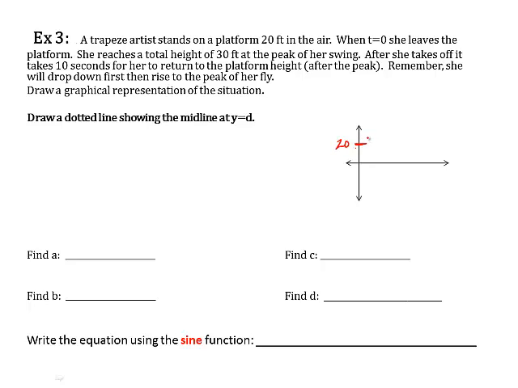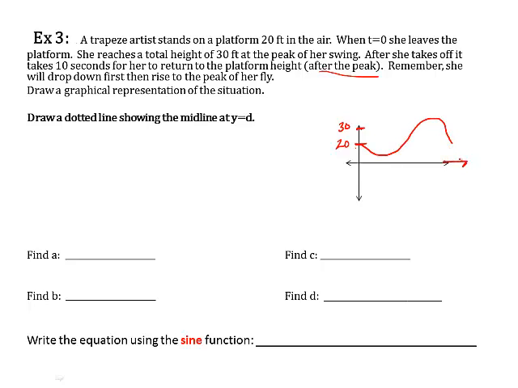She reaches a total height of 30 feet at the peak of her swing. After she takes off, it takes 10 seconds for her to return to the platform height after the peak. Remember, she's going to drop down first and then rise to the peak of her fly. So if she drops off the platform, it's going to come down, then go up, and come back down, right?